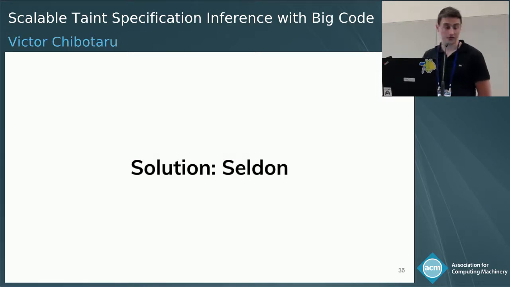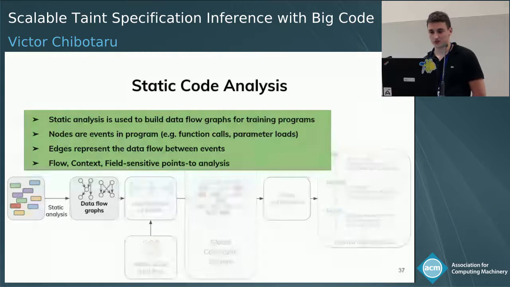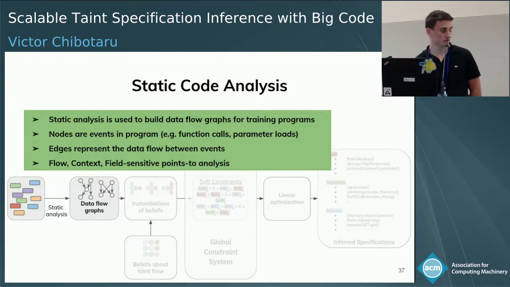Okay, so now let's go step by step over some of the components of the system. The first component is the static code analysis. There's no magic going on here. It's quite standard. We use a static analysis that would, for a given program, give us the data flow graph for this program. Nodes in the graph correspond to events in the program, for example, function calls or parameter loads, and so on. And edges represent the data flow relationship between events. The analysis relies on a flow, context and field-sensitive points-to analysis.